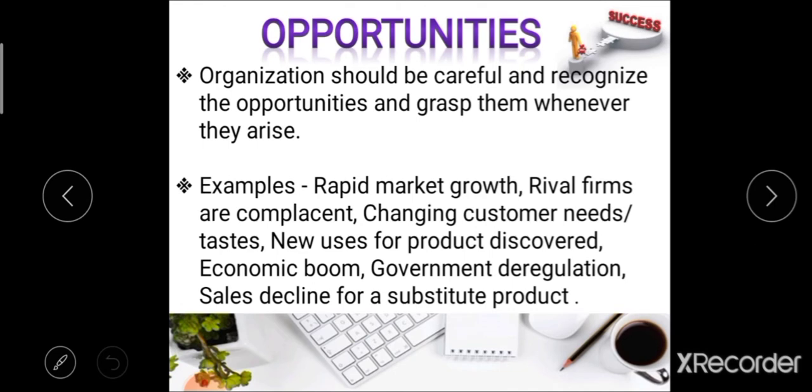The examples of opportunities are rapid market growth, rival firms' failure or accomplishment, then changing customer needs and taste, new use of product discovered, then economic boom, government deregulation, sale decline for the substitute of the product. These are some examples of opportunity in business organization.